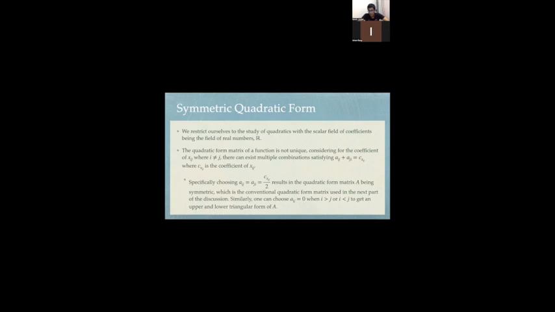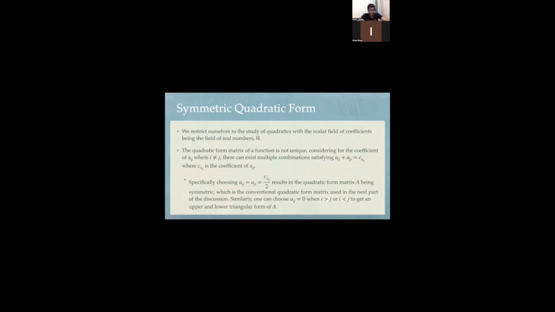Say my quadratic form is in R2, and it is of the form ax square plus bxy plus cy square. Here, we can express the bxy term as b by 2 plus b by 2 in the matrix, or we can represent it as b plus 0 or 0 plus b, or many other such combinations. Specifically, however, if we choose aij is equal to aji is equal to half of the coefficient of xixj, we will get a quadratic form matrix A, which is actually symmetric.